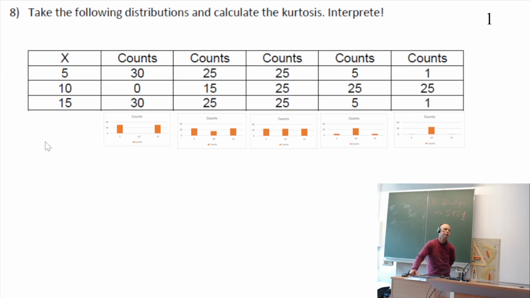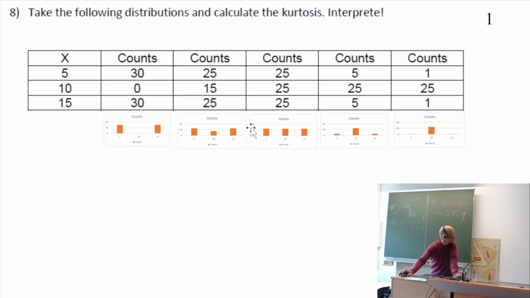So which distribution more or less looks like a normal distribution, and which, by just having a look at it, looks like it is really spread and has many outliers? What do you think? Yes. So you are right.